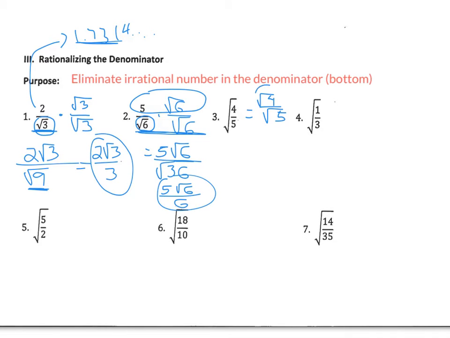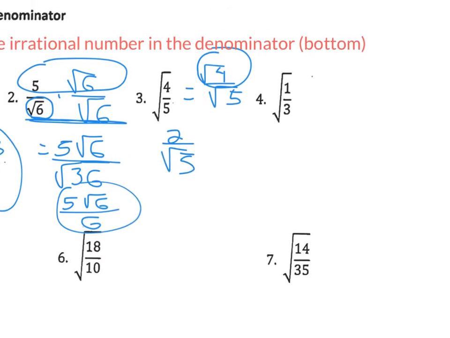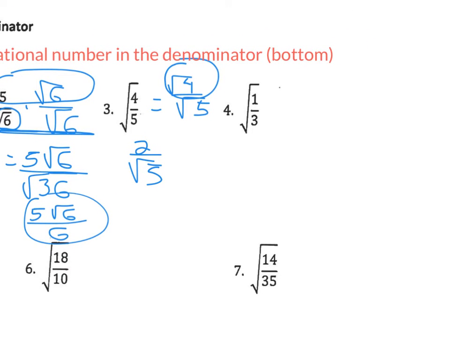Now this is good. Square root of 4 gives us 2. So I'm going to leave it as 2 over square root of 5. Let's zoom in here because it's getting a little tight. All right, and then we're at the same point that we started with in 1 and 2. This is an irrational number. Square root of 5, I can't simplify that.